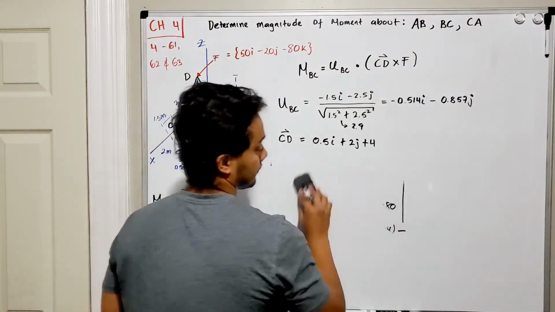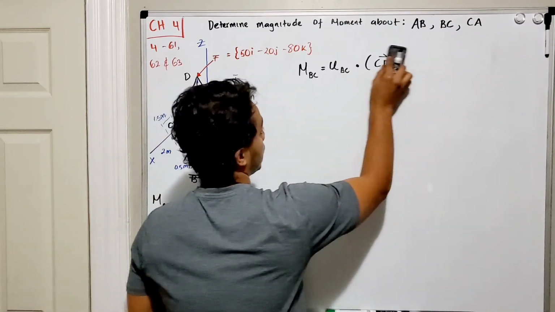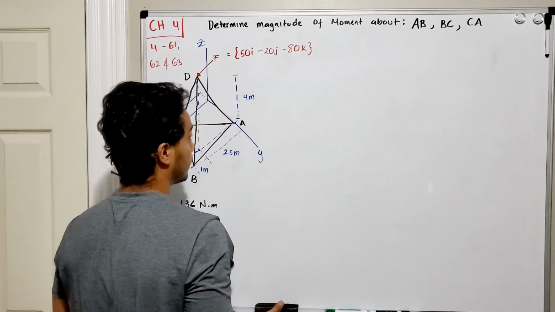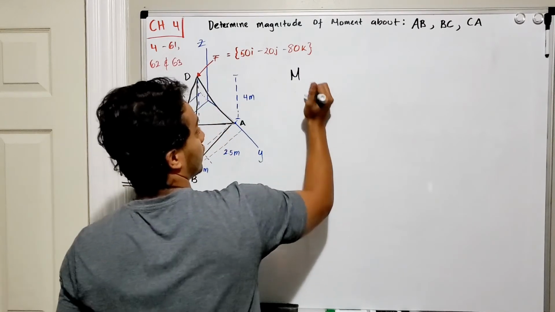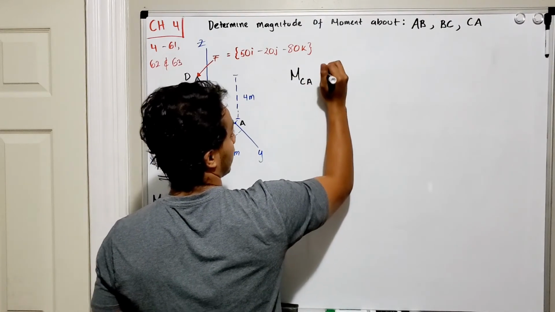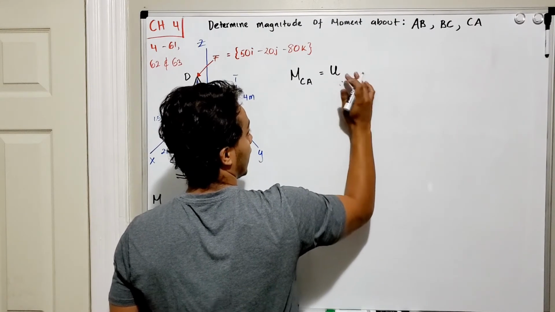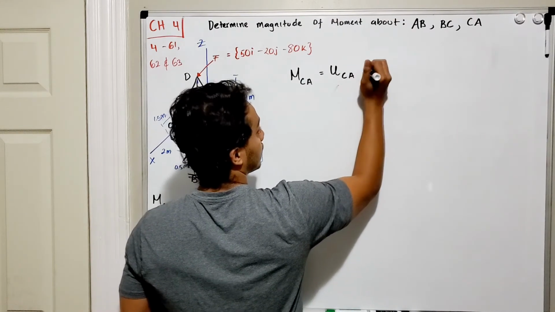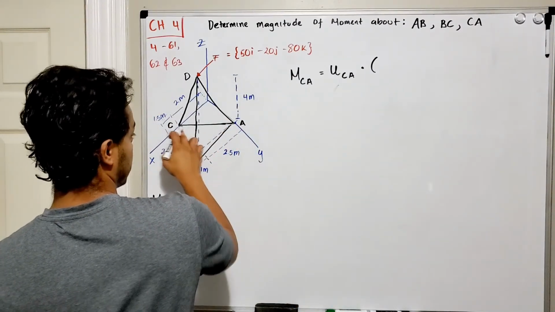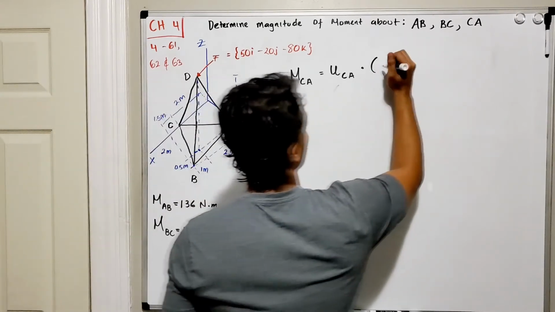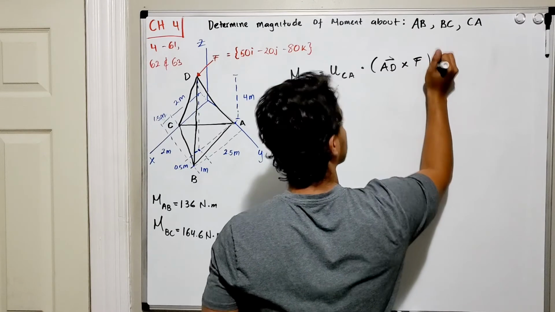Now I'm gonna erase this. And we're gonna do our moment for the last problem, problem 63. Moment about the base CA, okay? So we know that we need to find the unit vector CA, dot product of a distance in between CA, so for example AD, so AD cross product of my force, okay?